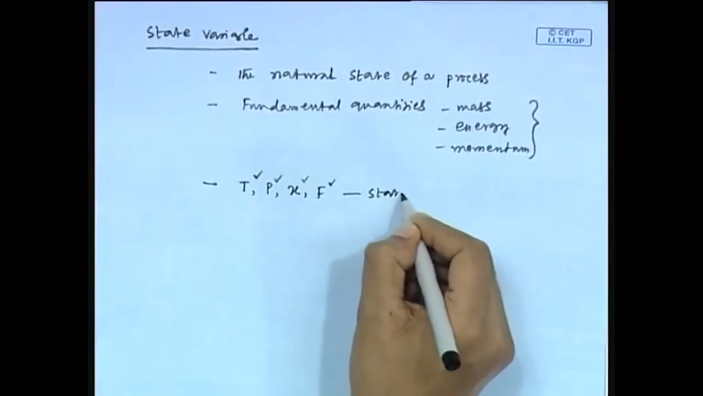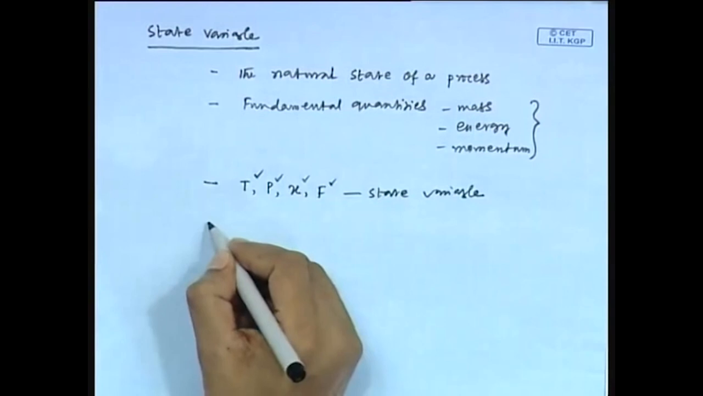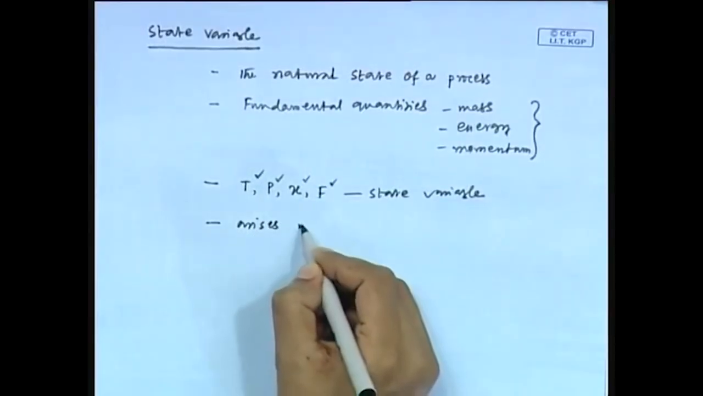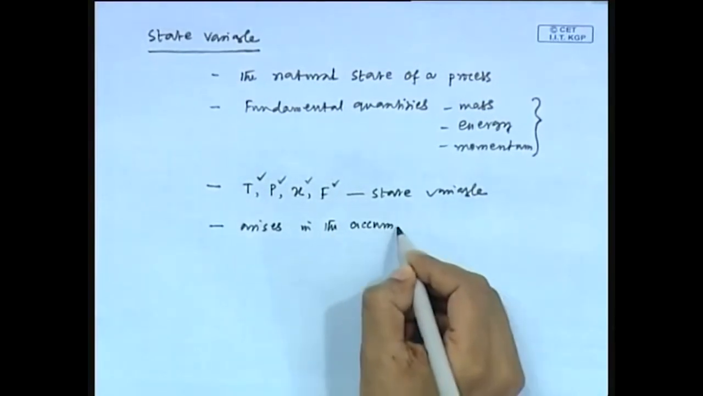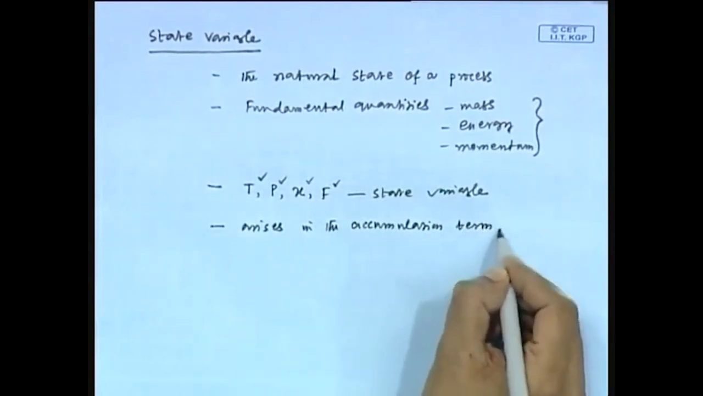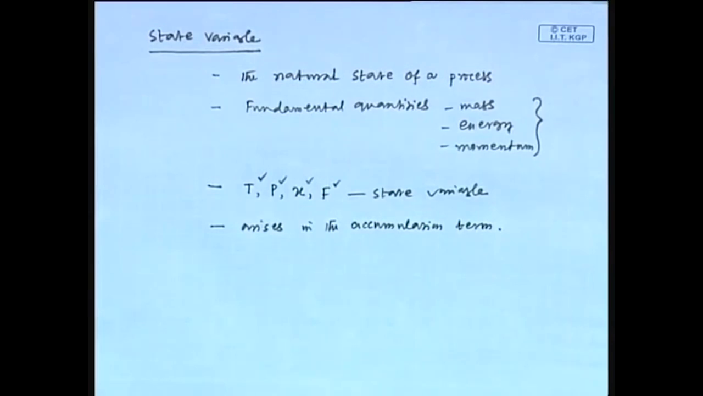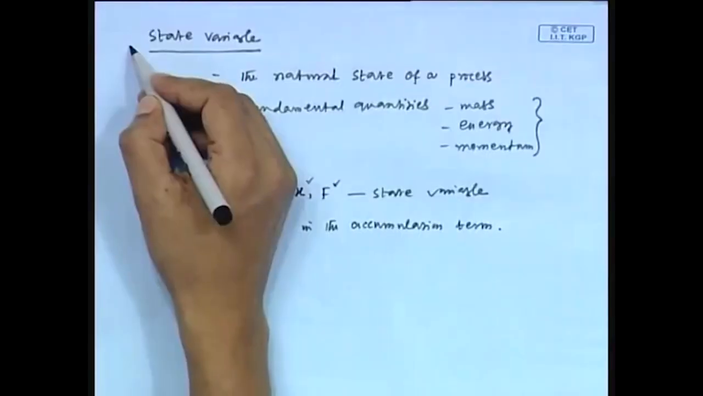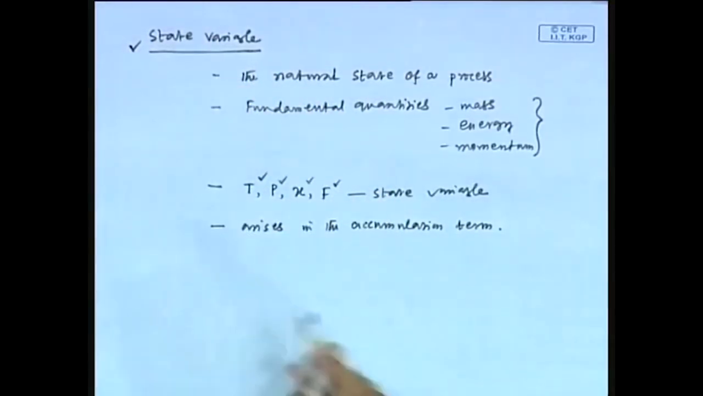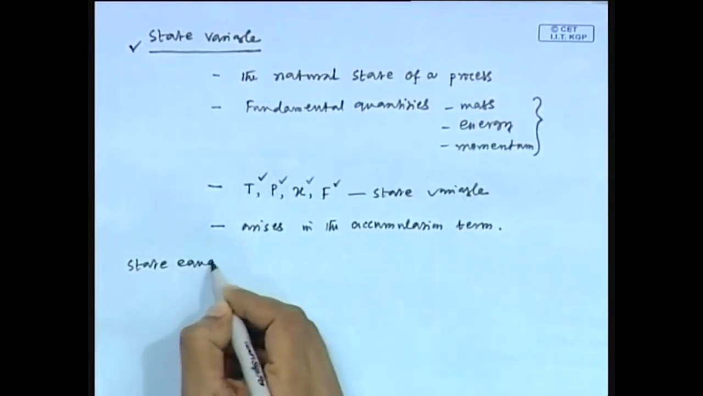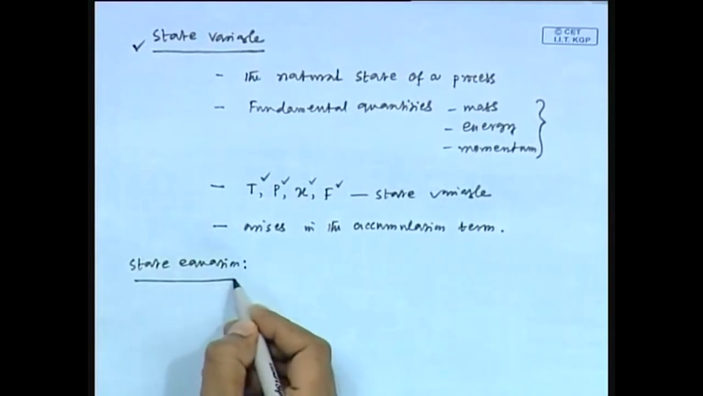So these are called state variables. And they arise naturally in the accumulation term. We will discuss the conservation principle next, and there we will see that the state variables are usually present within the accumulation term. And since we have discussed the state variable, next we will discuss state equations.